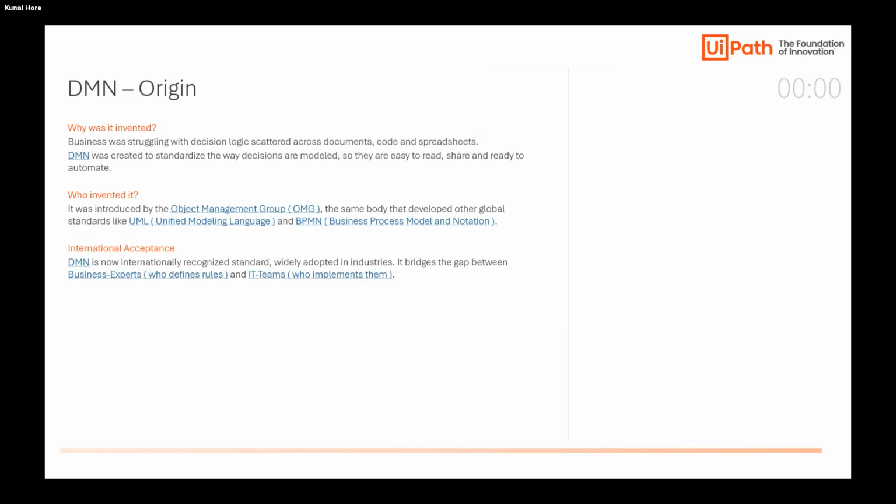Now you know that there is something called Business Process Model Notation, BPMN. This BPMN is closely linked to your UiPath Maestro, and this DMN is also interconnected with BPMN. So any person who is going to learn agents and implement Maestro needs to know DMN as well. DMN is a standard which is accepted across all industries, and it has a standard language. That is the basic origin of DMN.